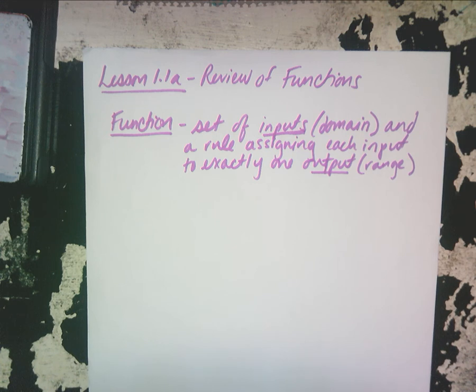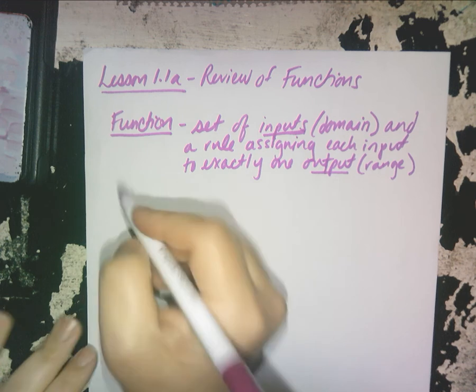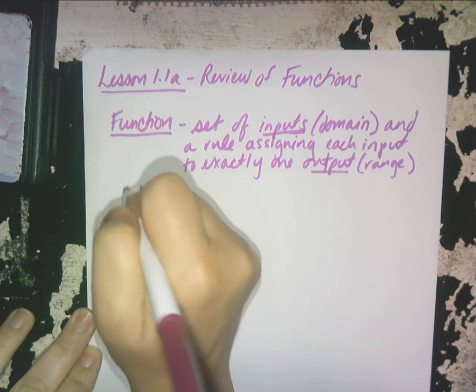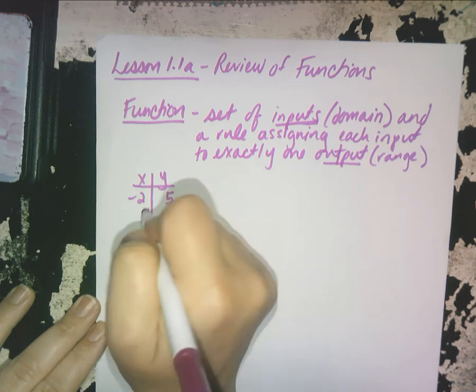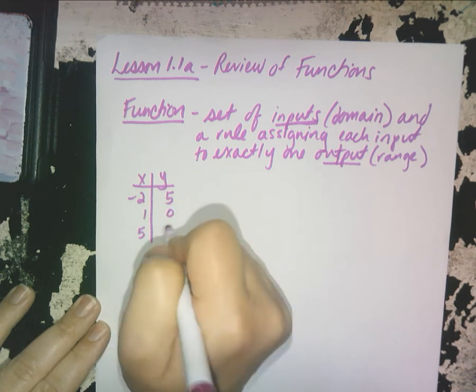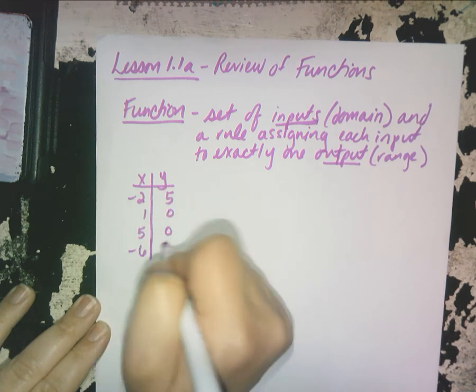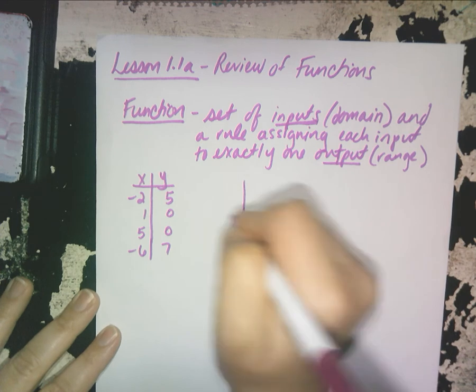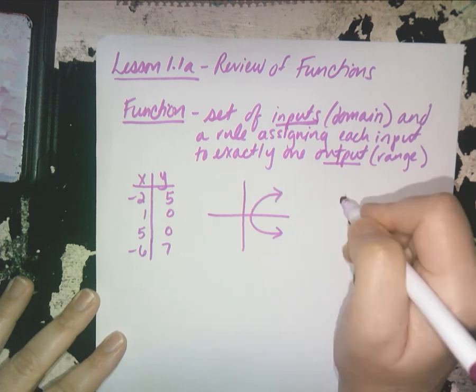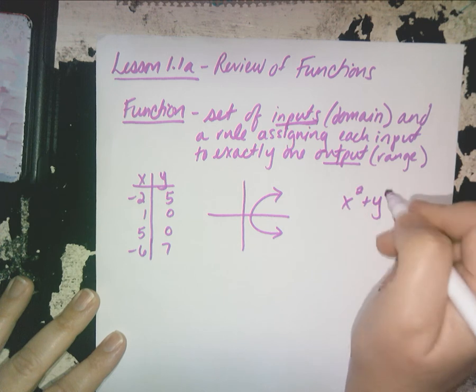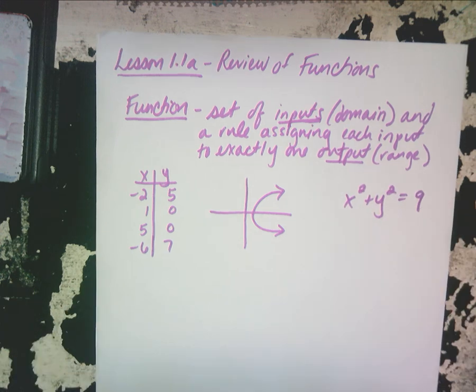All right, so let's make sure we know what a function is. They could give you a table of values, -2, 5, 1, 0, 5, 0, -6, 7. They could give it to you as a graph. They could give it to you as an equation, x² + y² = 9. And you need to know if it's a function or not a function.